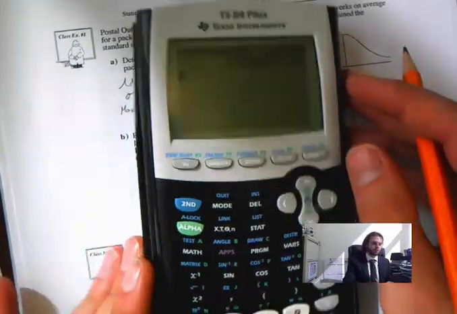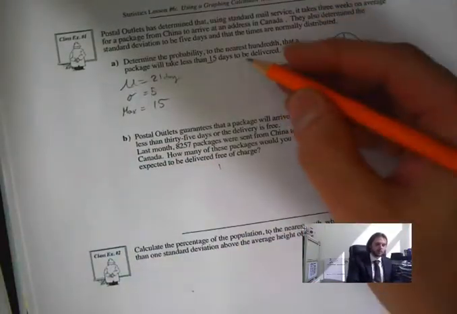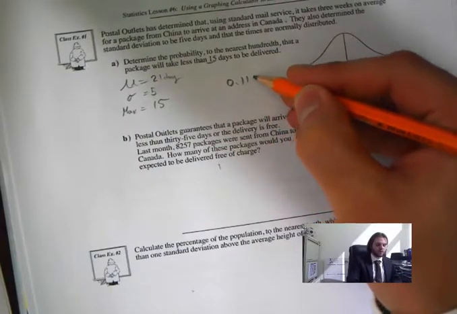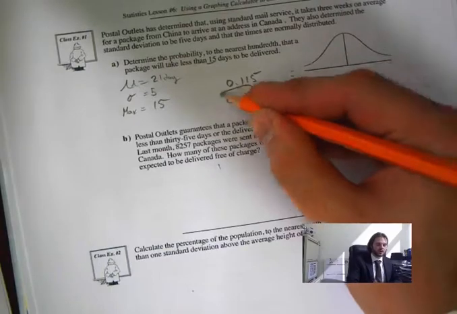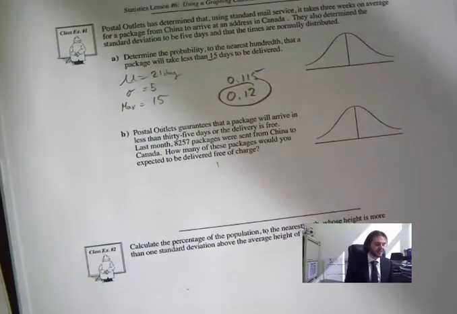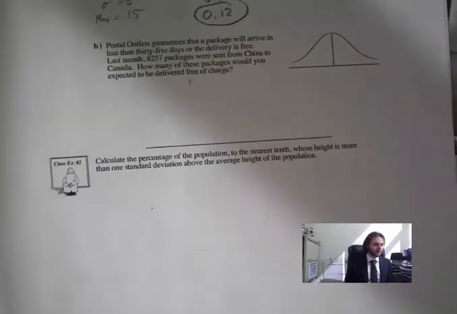So what is the probability? The probability is 0.115, or to the nearest hundredth, 0.12, that it will be delivered in less than 15 days. So we only have about a 12% chance, which isn't very high. Let's take a look at question B.